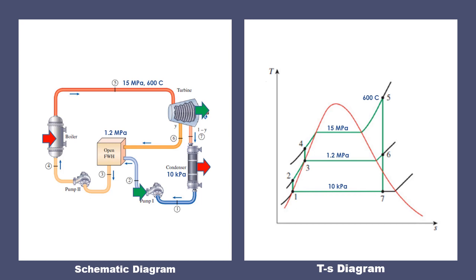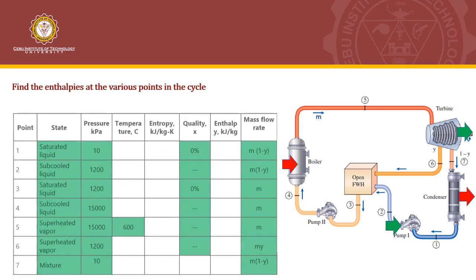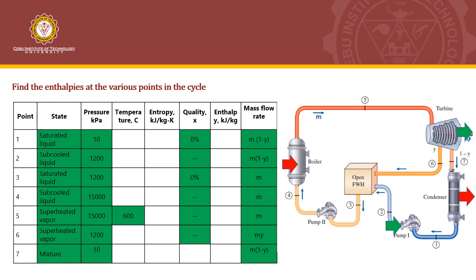So now that we have the various points, points 1 to 7, we are now ready to get the different enthalpies at the various points in the cycle. What we're going to do is tabulate, if you are using the software, and you can also use the steam table, whatever is more convenient to you. So we have points 1 to 7.